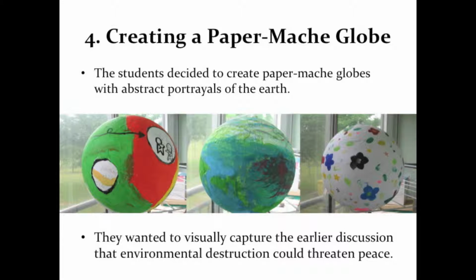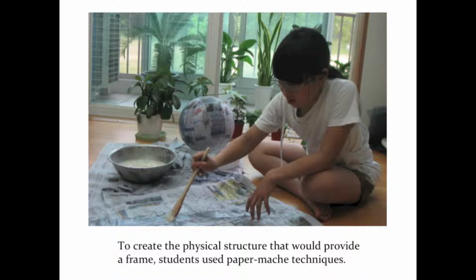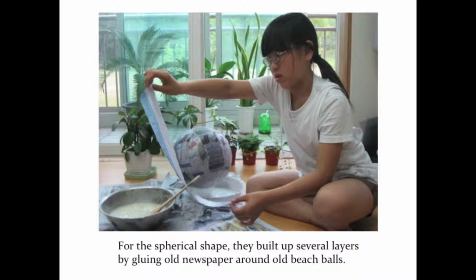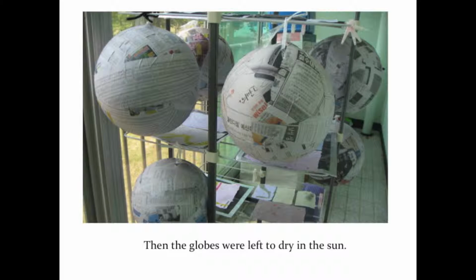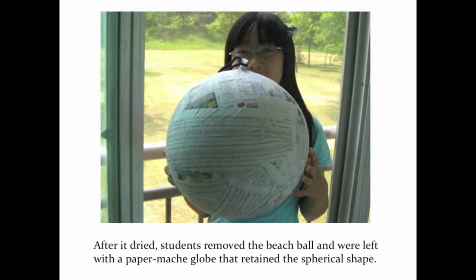The students decided to try to express ideas from their previous discussion on peace through papier-mâché globes. So first, they had to create papier-mâché globes. To get a spherical shape, they glued several layers of old newspaper around old beach balls. Here's one example. Then, the globes were left to dry in the sun. After they dried, students removed the beach ball from the inside. So here, there's just a papier-mâché globe with a spherical shape.